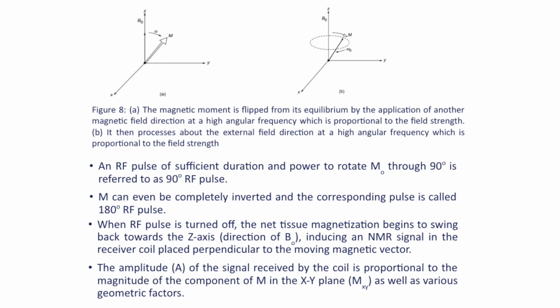When the RF pulse is turned off, the net tissue magnetization begins to swing back towards the z axis along the direction of B naught, inducing an NMR signal in the receiver coil placed perpendicular to the moving magnetic vector. The amplitude A of the signal received by the coil is proportional to the magnitude of the component of magnetization in the xy plane, which we write as Mxy, as well as various geometric factors.